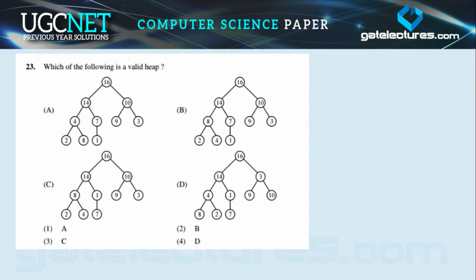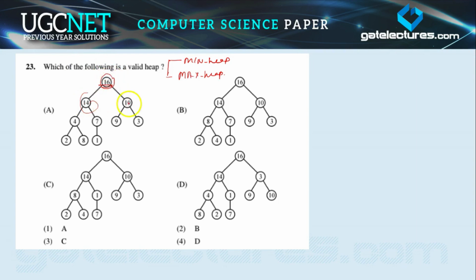Now which of the following is a valid heap? You can see that the maximum value is present here. You know that there are 2 types of heap. Min heap, in which the root contains the minimum value compared to its children, and max heap, in which the root contains the maximum value. Now you can see that this is a max heap, because the maximum value is present at the root node. Now we have to find out which one of the 4 is the max heap. Let's analyze one by one.